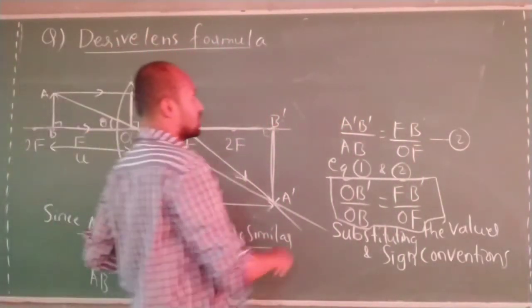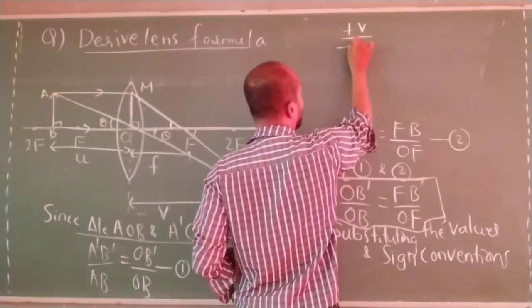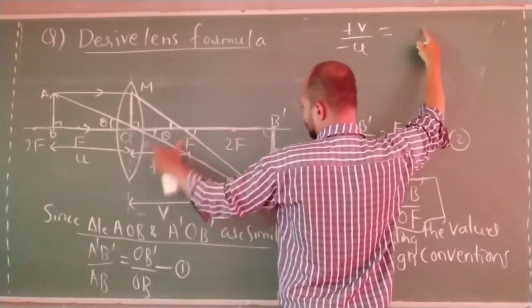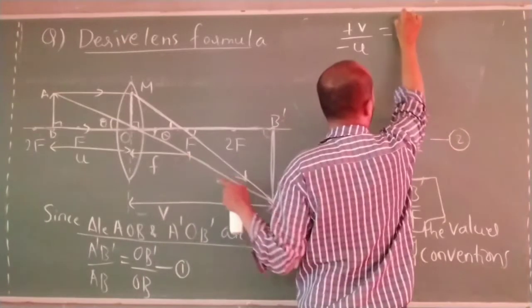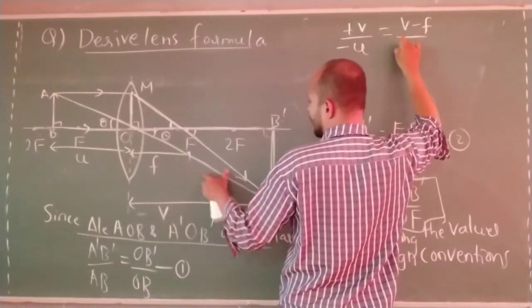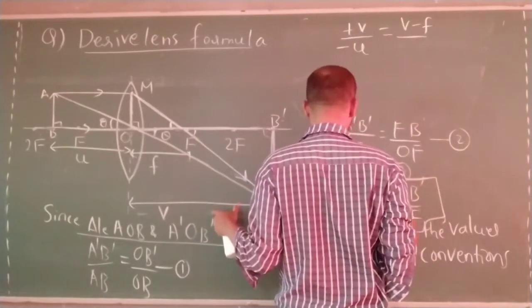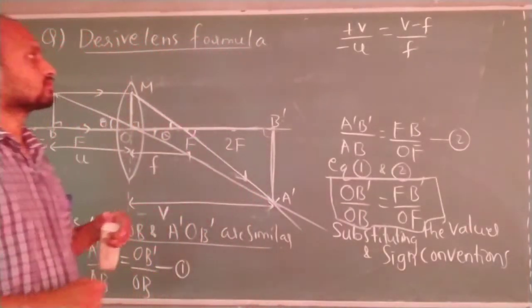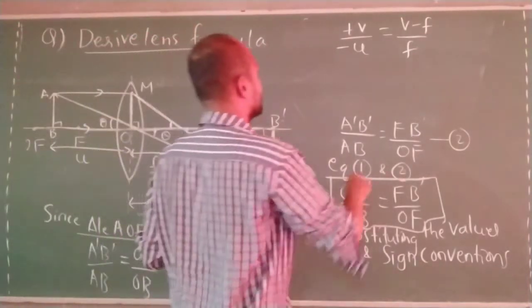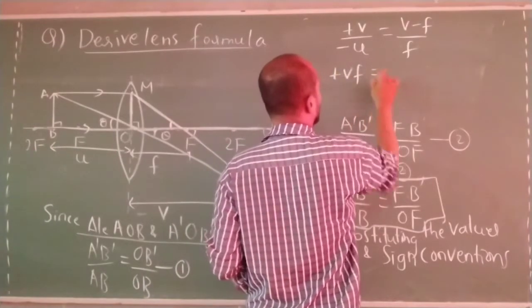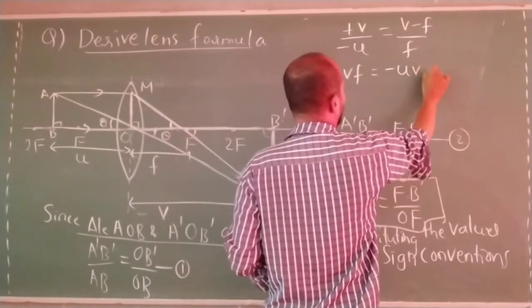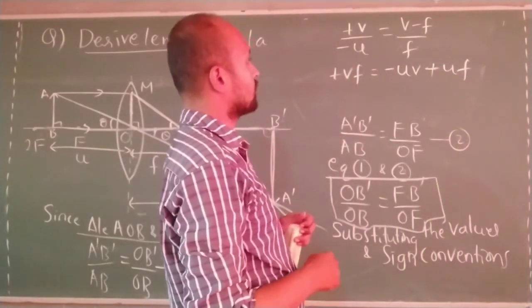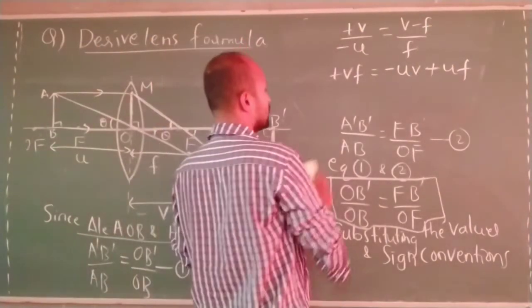OB dash means plus V divided by minus U, that is AB. FP dash means this side is plus. So V minus F divided by FO. OF. What is OF? It is small. Okay? Plus VF is equal to minus UV plus UF. That's all? Minus UV plus UF.